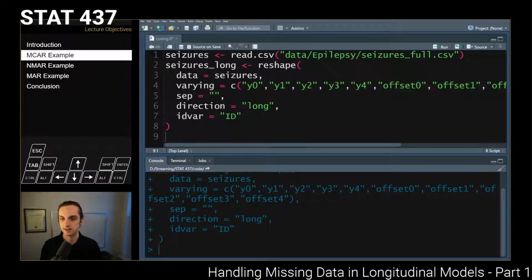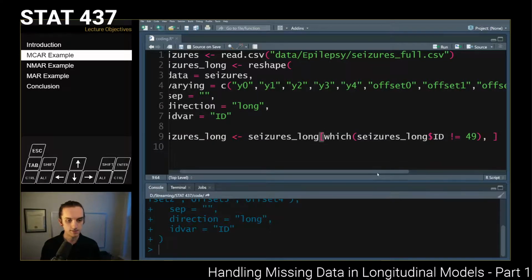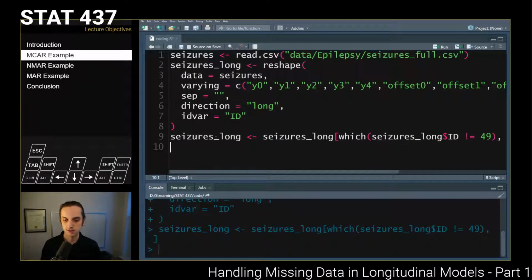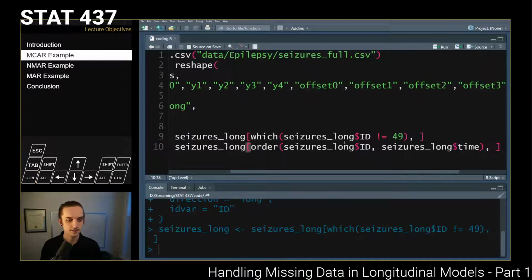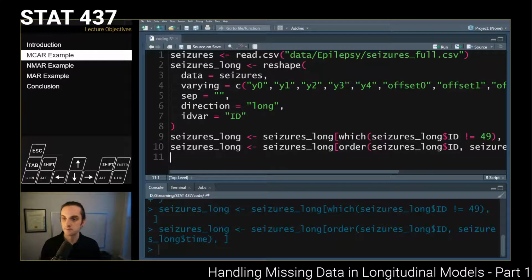And then we had discussed in the previous lecture that the ID number 49 appeared to be an outlier, right? And so I'm going to just exclude that observation. And then we want to make sure that we order it, right? First by the ID and then by the time, right? And so we'll run that as well.